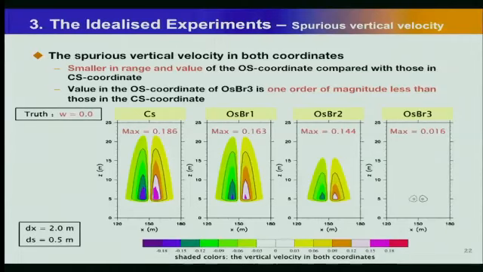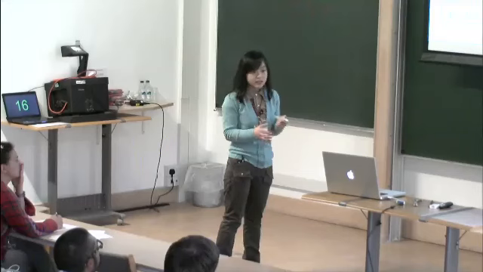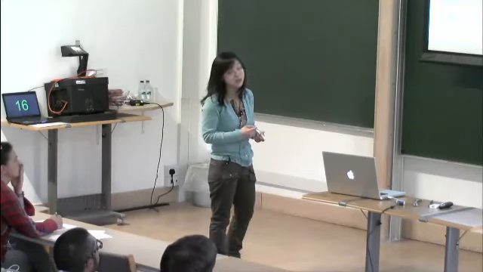We analyze this question using the vertical velocity. In this linear advection, the choice of w should be 0, and here is the vertical velocity we got in each coordinate. We can see that the spurious vertical velocity in the orthogonal sigma coordinate is less than this one, and especially when we use the exponent rotation parameters, the vertical velocity is 1 order of magnitude less than this one. Here, the result is consistent with the comparison we have done in the last 2 slides.